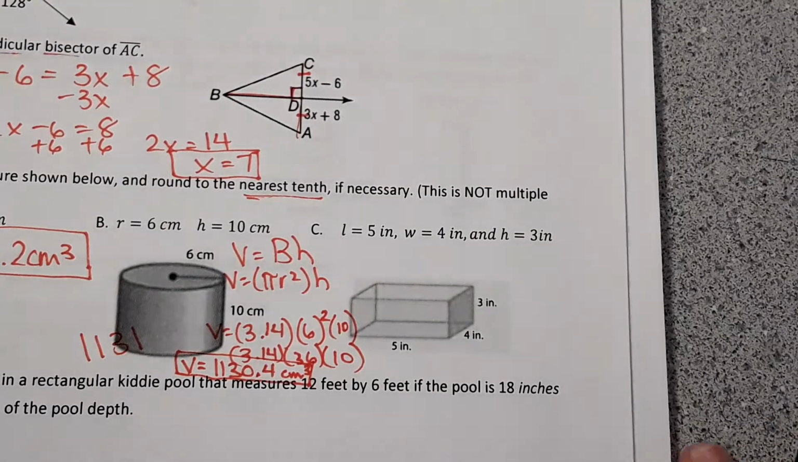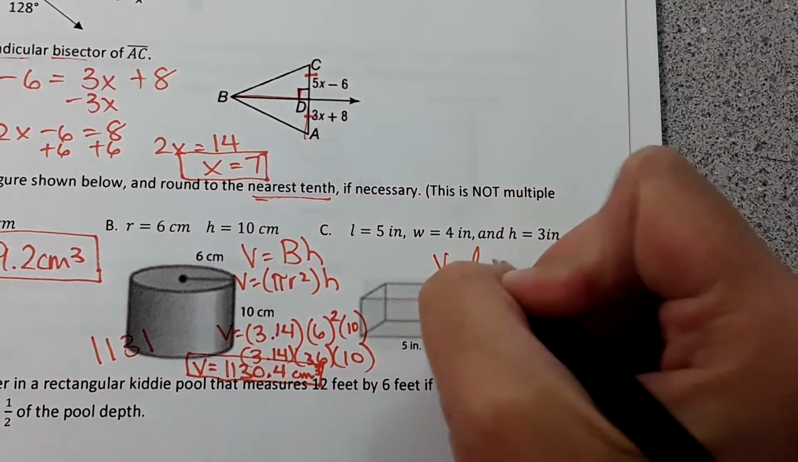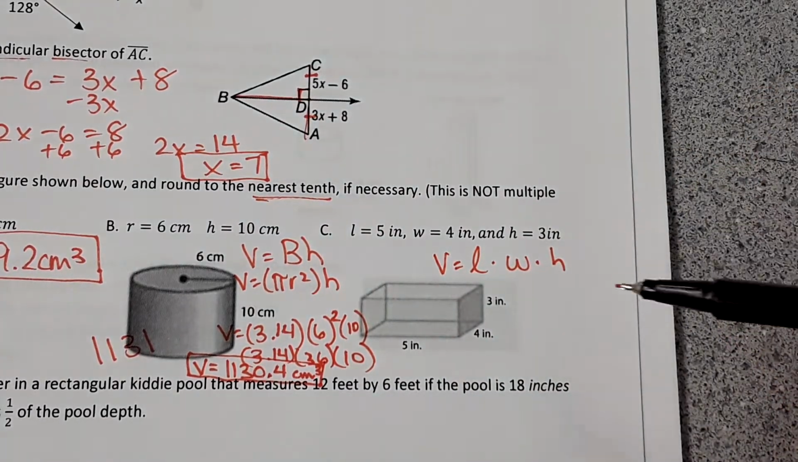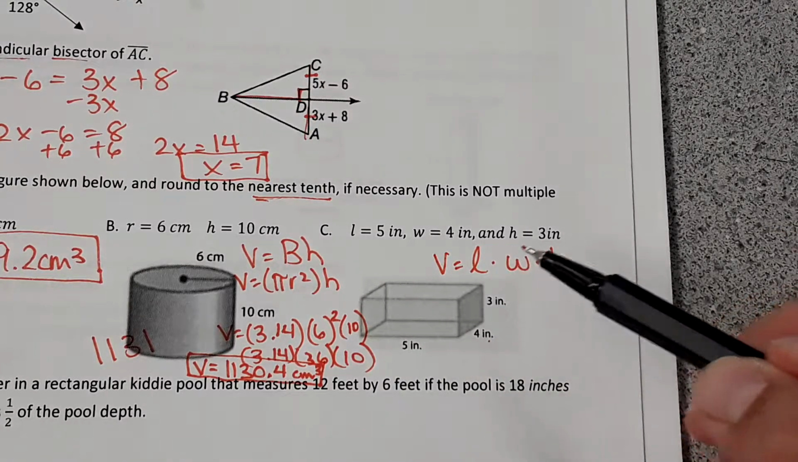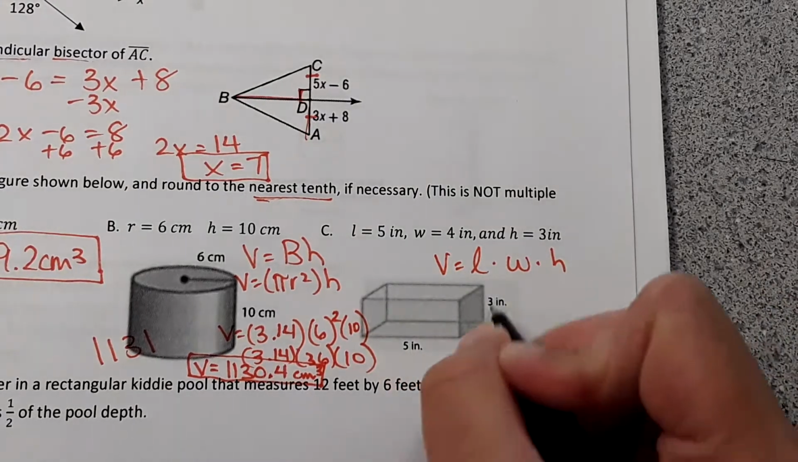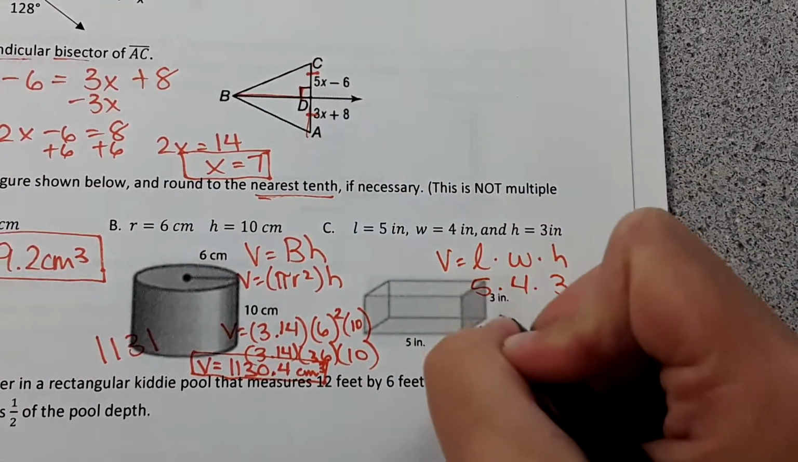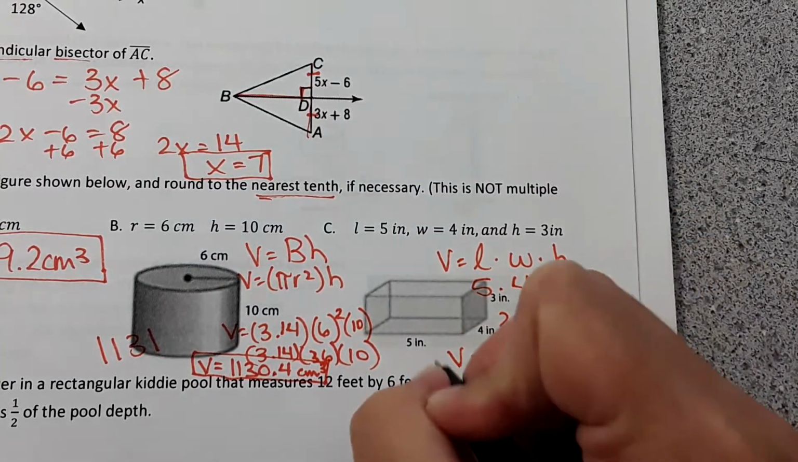Okay, next one. This one's a pretty easy one. Volume of a rectangular prism is length times width times height. That's more of a 5th or 6th grade type question. Another way they might try to throw you off with this is with the units. So always make sure that the units are in the same measure. But they are in this case, so we can just multiply length times width times height. 20 times 3. Volume equals 60 inches cubed.